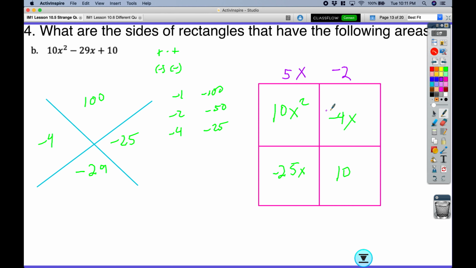Now the column to the left, you look at these. I am going to take out a 2x, and it's going to be positive because the x squared is positive. And then over here, I'm going to take out a negative 5 because negative 25 and 10 are both divisible by negative 5. And it's negative because the x always takes precedent over the constant. Therefore, your two terms are 5x minus 2 and 2x minus 5. Boom.